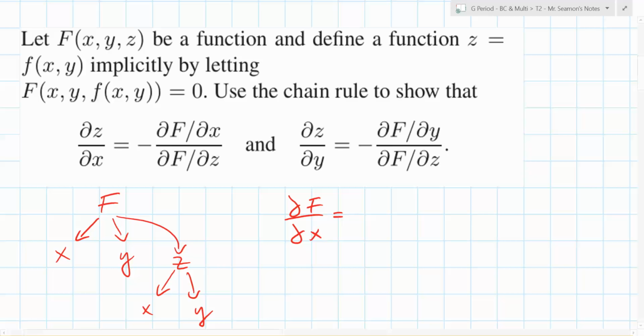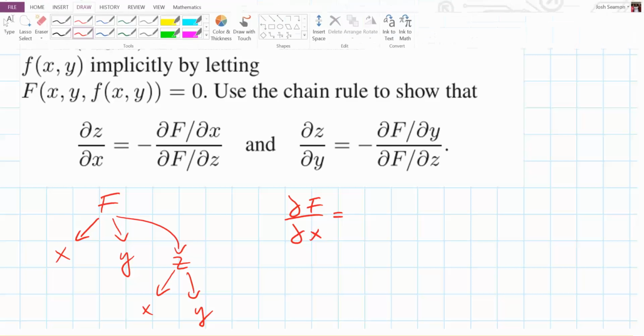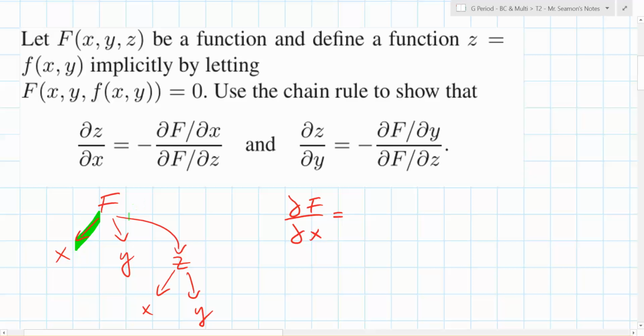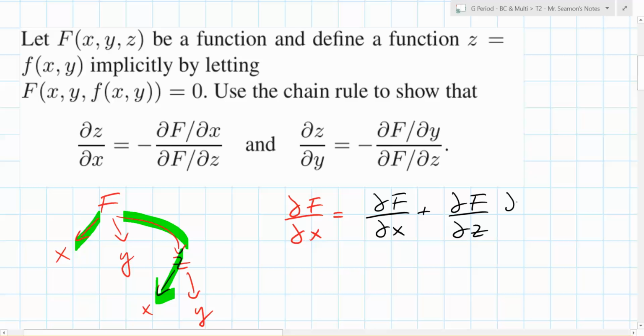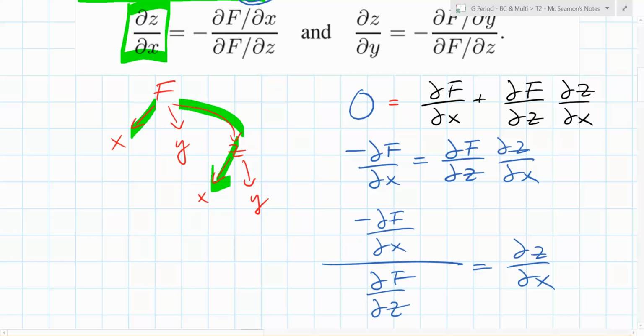How many paths do you have? 2. You have 2 total paths to get to x. You have this x path, and then what do you have? The second one, right? So that first path, what do you end up with? Partial f with respect to z, and then what? Z, partial x, exactly.